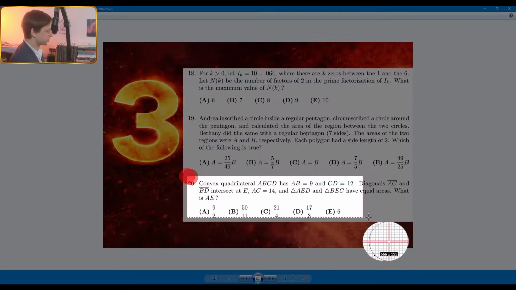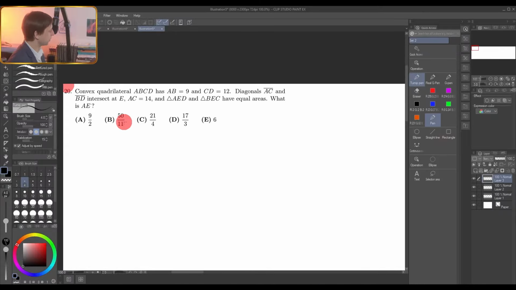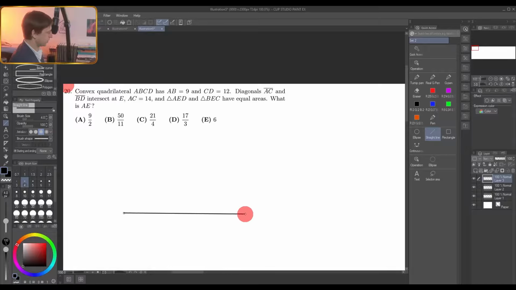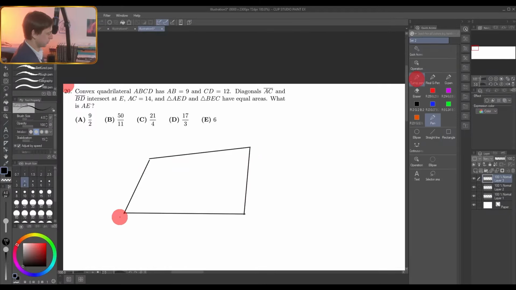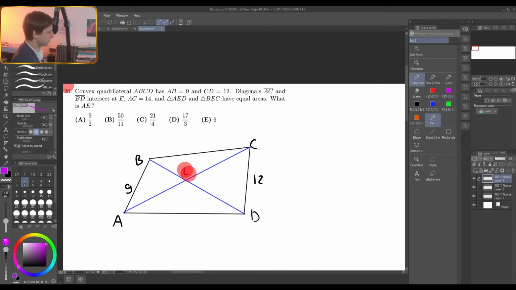Okay, let's go to the problem for champions number 3. Again, it will be geometry and an advanced problem from AMC. Convex quadrilateral ABCD has AB 9, CD 12, and let's make a picture. So let's mark A, B, C, D. AB is 9, CD is 12, and diagonals AC and BD intersect at E. So let's draw diagonals AC and BD, and the point of intersection here is E.